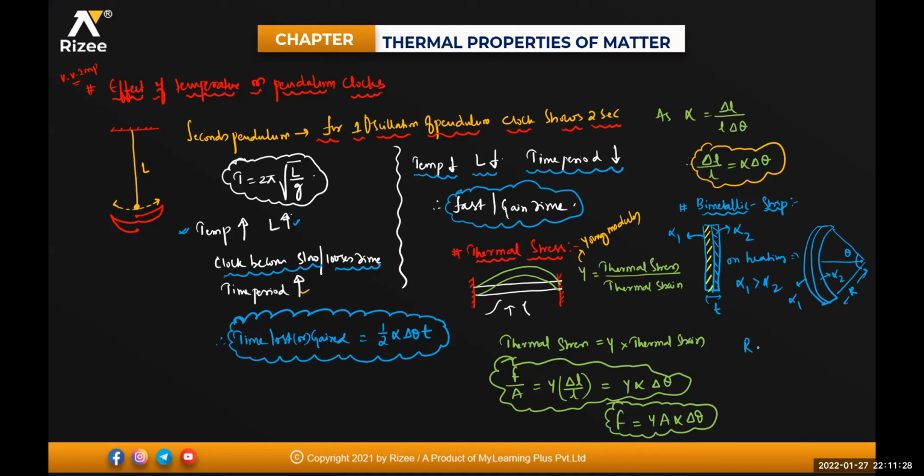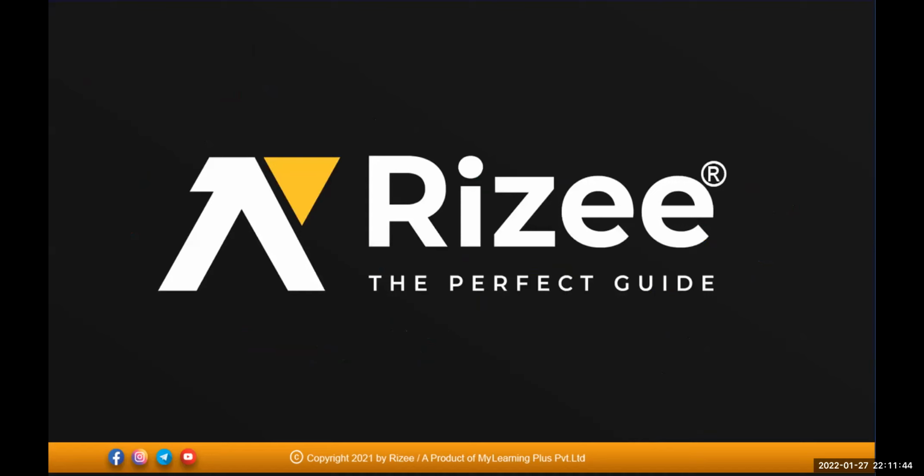This radius is calculated with the formula r is equal to thickness T divided by alpha 1 minus alpha 2 into the rise in temperature, delta T. This is a standard formula which you need to remember. Radius of the bimetallic strip is equal to thickness divided by alpha 1 minus alpha 2 into delta T.